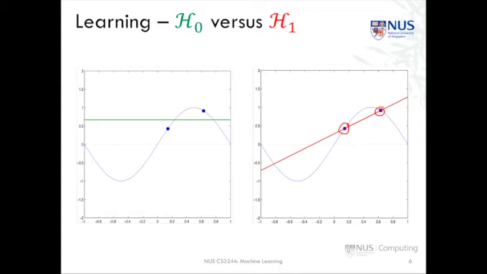But of course, this line is dataset dependent. If we picked another 2 points, say these two over here, we might draw a different line. So the hypothesis depends very much on the dataset that we draw. Let's turn our attention to the left-hand side. Here we might sample 2 points, the same 2 points as in the first case.